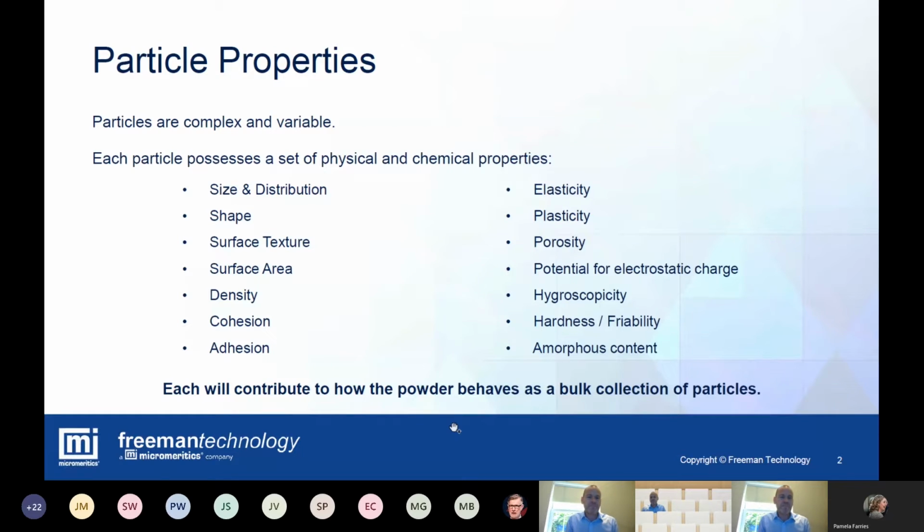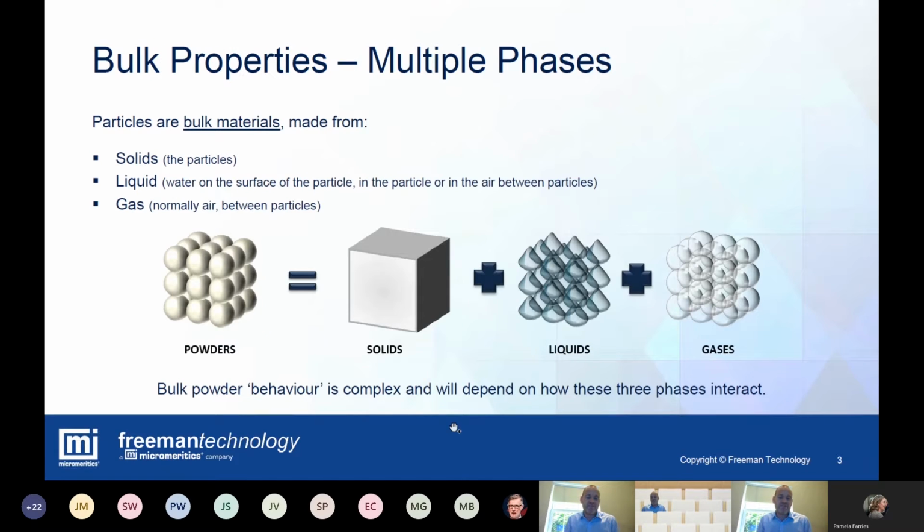Next slide. The big challenge with powders as well is that they're not just a collection of particles. They're a bulk assembly or a bulk material, so they consist of solids, which are the particles themselves. But then you'll also have some elements of liquid in there, whether that's intentional or not, could just be moisture from the atmosphere. You'll have a gas in there, again, whether that's just air absorbed from the atmosphere or argon in your process or something similar. But the way that all three of these interact will contribute to how that powder behaves. So it's not just down to the properties of the particles.